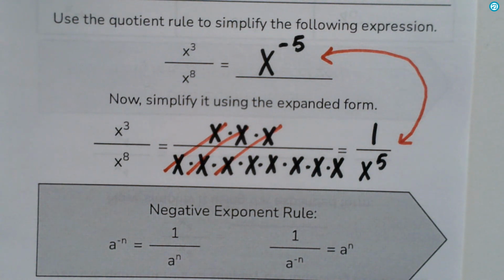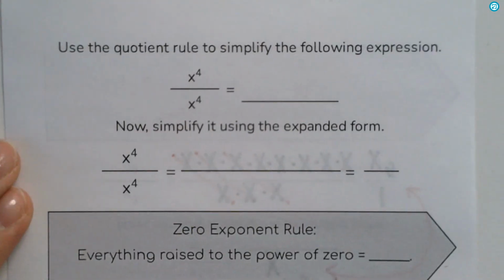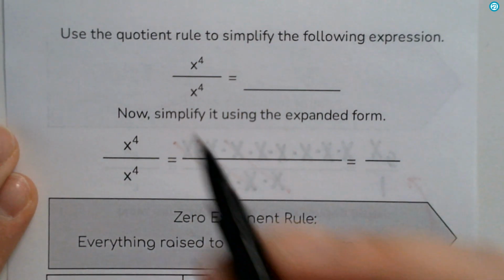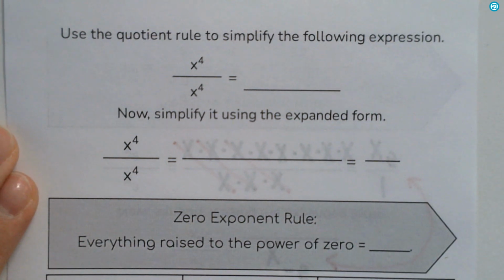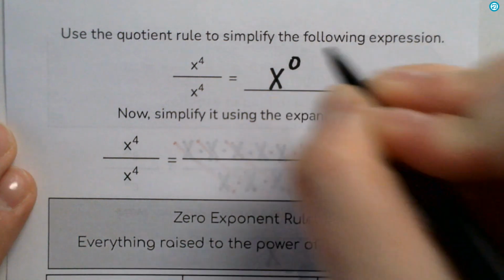Okay, any questions right now? Okay, so what we've learned so far, quotient rule, subtract your exponents. Negative exponent rule, move them across the fraction bar and make them positive. We've got one more rule, which is probably the most fun one. It is the 0 exponent rule. Okay, so right here I have it set up again for us to use the quotient rule to simplify. If I were to use the quotient rule to simplify this, I would do 4 minus 4, which is 0. So this would give me x to the power of 0.